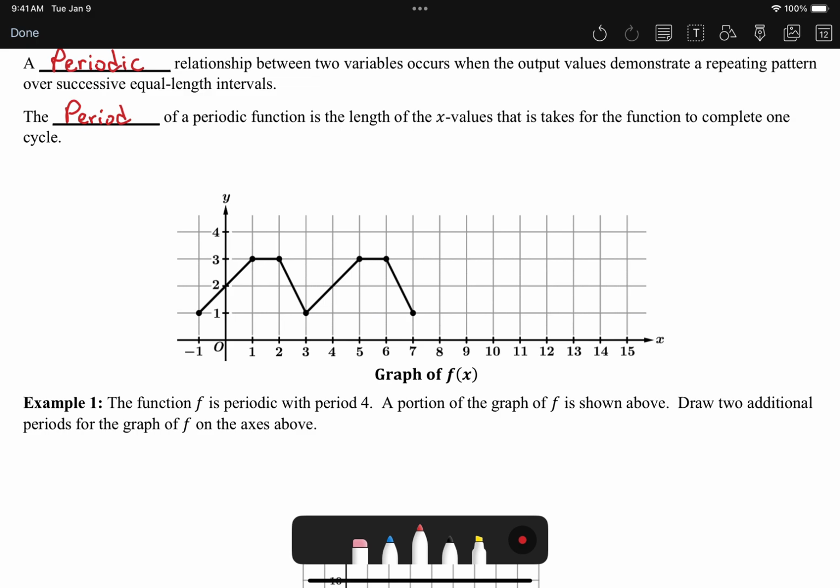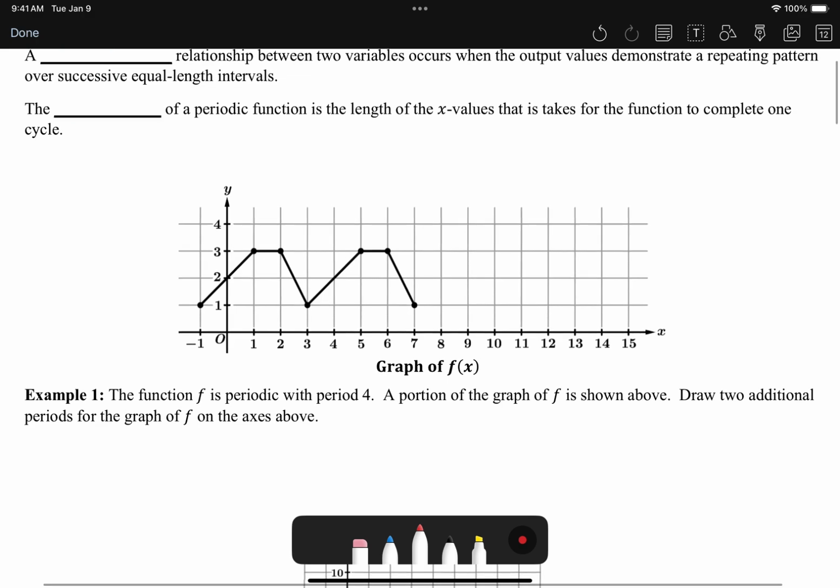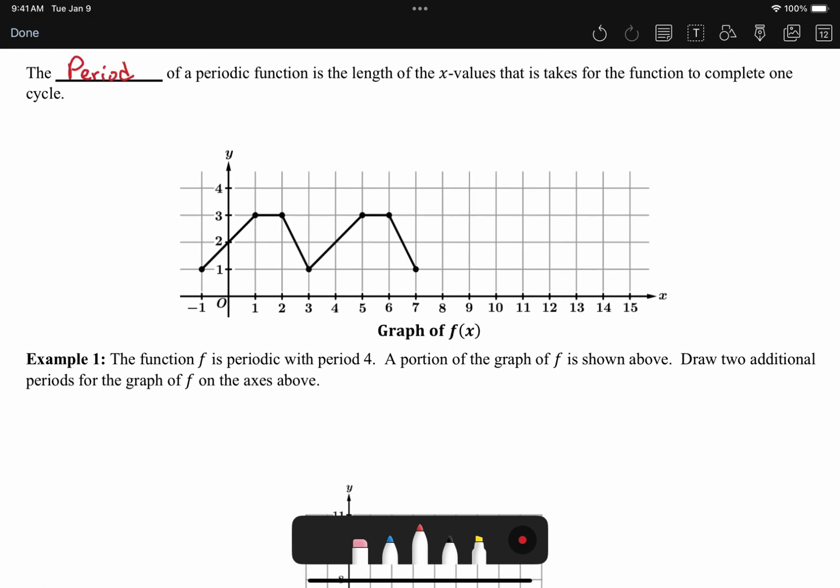So the first thing we need to do, though, is to make sure we understand the basics of what a periodic function is. In this first example, we can tell that this thing repeats every 4 units, starting at -1 to 3, and then from 3 to 7. So that is a periodic function with a period of 4.